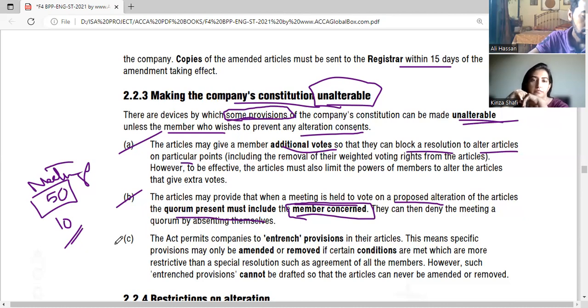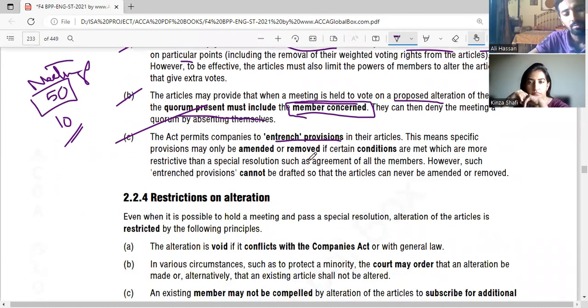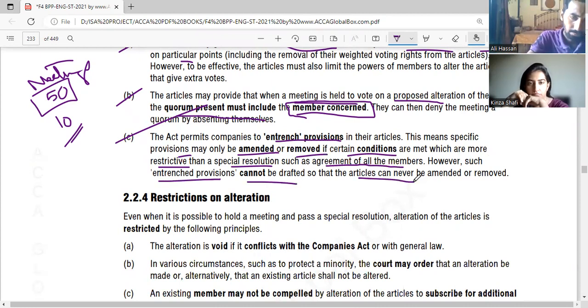Okay. Next, the Act permits companies to entrench provisions in their articles. This means specific provisions may only be amended or removed if certain conditions are met, which are more restrictive than a special resolution, such as agreement of all the members. However, such entrenched provisions cannot be drafted so that the articles can never be amended or removed.